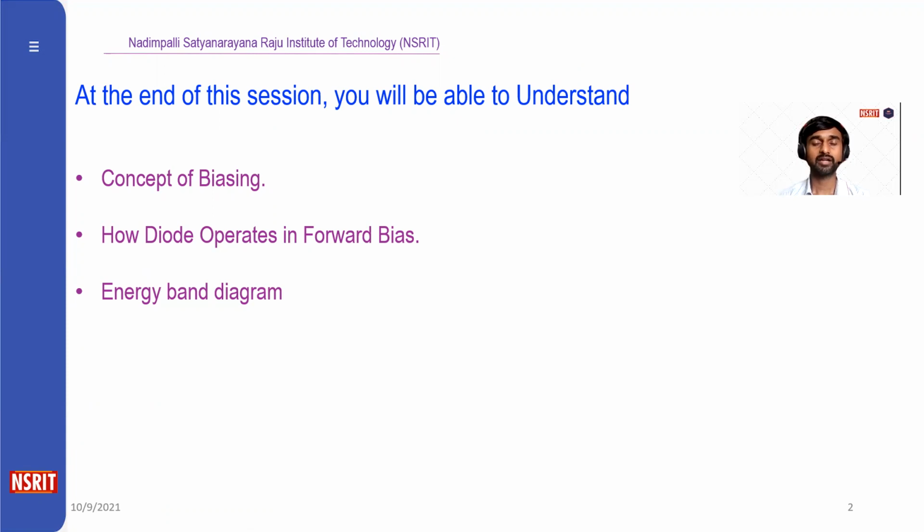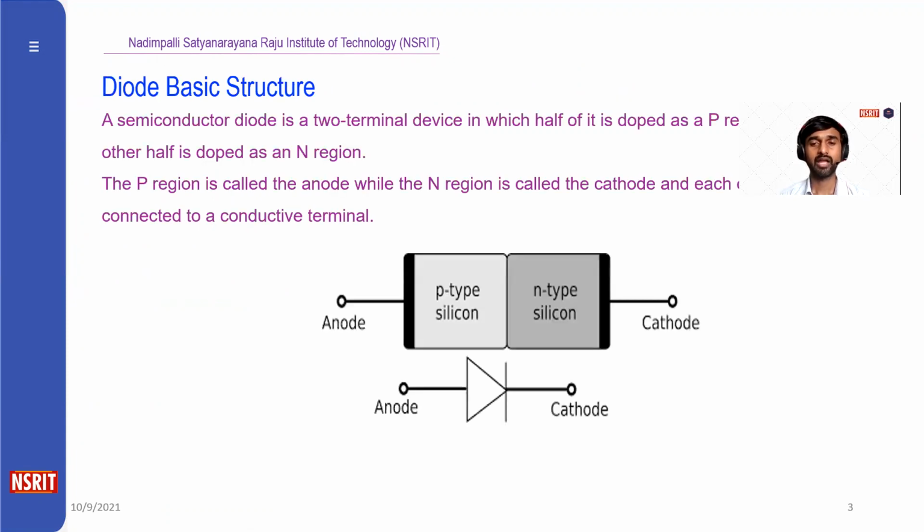Now, let us start by looking at the basic structure of a diode. As we have already discussed in the previous session, a PN junction diode is formed by combining a P-type material and an N-type material together. And to this P-type material and N-type material, two ohmic contacts are connected.